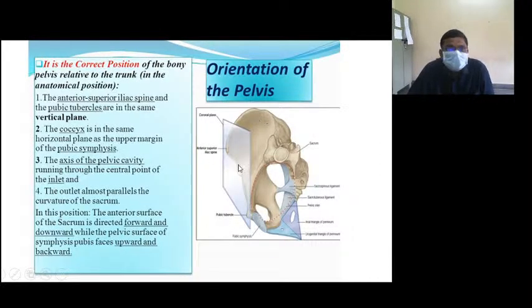Now coming to the orientation of this pelvis, it is the correct position of the bony pelvis related to the trunk, that is in anatomical position. So the anterior superior iliac spine and the pubic tubercles lie in the same vertical plane, and also the coccyx is in the same horizontal plane as the upper margin of the pubic symphysis. Now the axis of the pelvic cavity runs through the central point of the inlet. The outlet almost parallels the curvature of the sacrum, and in this position the anterior surface of the sacrum is directed forwards and downwards, while the pelvic surface of the pubic symphysis faces upwards and backwards. It's nothing but tilting. So this is the orientation of the pelvis.